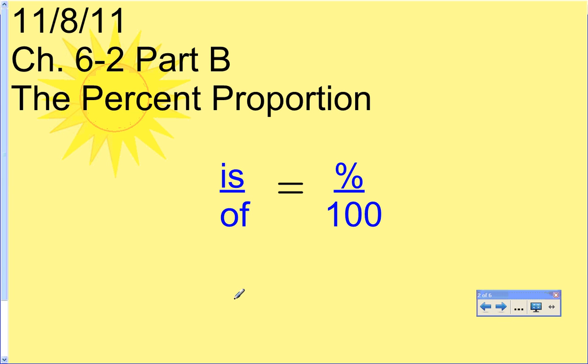Okay, so this is Chapter 6, Part B, the percent proportion. These notes were given on November 8th.